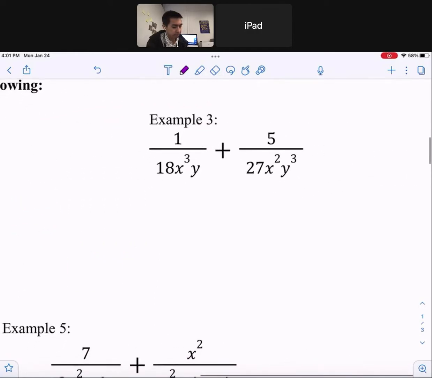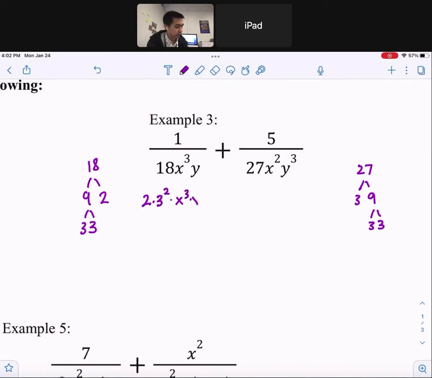Let's try example 3. First, let's find the factors of both these numbers. Do a prime factorization tree. 9 times 2 is 18. 3 times 3 is 9. 3 times 9 is 27. 3 times 3 is 9. So for 18, we have a 2 and two 3s, so that's 2 times 3 to the second power, times x to the third times y. For this one, there are three 3s, so that's 3 to the third times x squared times y to the third.